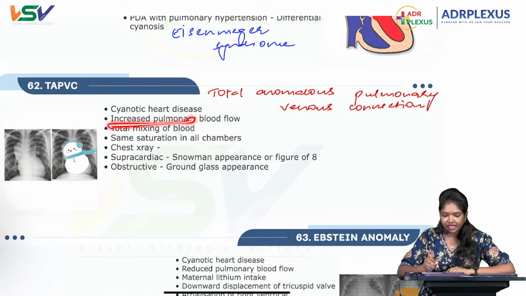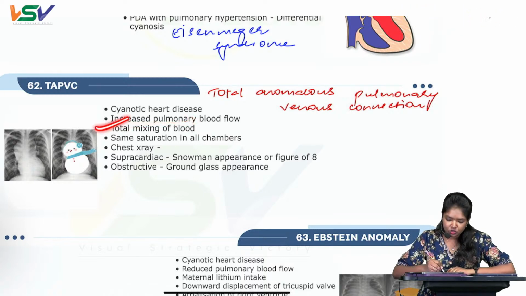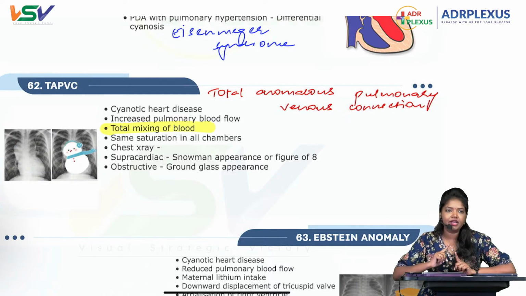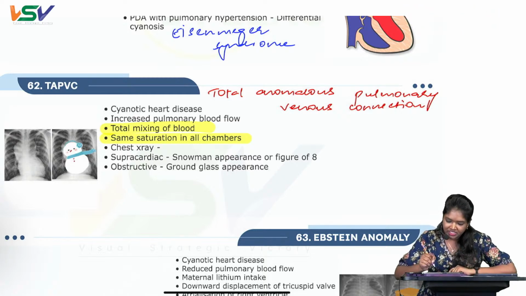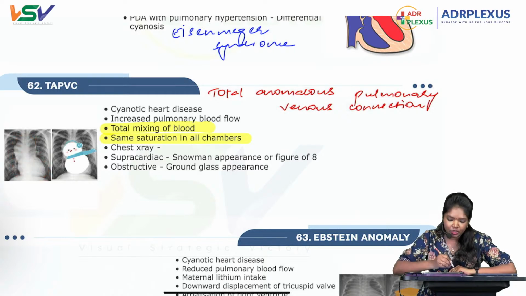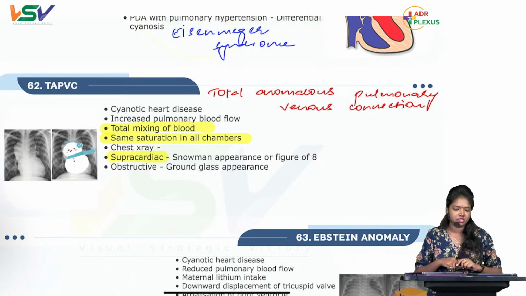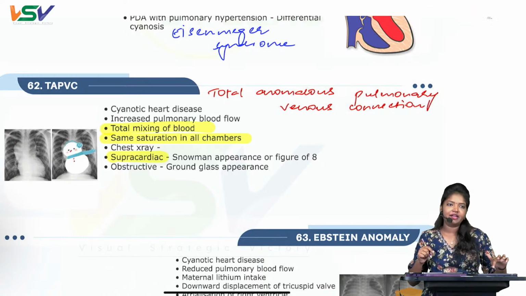It is characterized by increased pulmonary blood flow. So two important one-liners that can be asked. Total mixing of blood is seen where? TAPVC. Same saturation in all chambers is seen where? TAPVC. The chest X-ray will show this characteristic figure of 8 or snowman appearance. But to be very specific, it is a feature of supracardiac TAPVC.